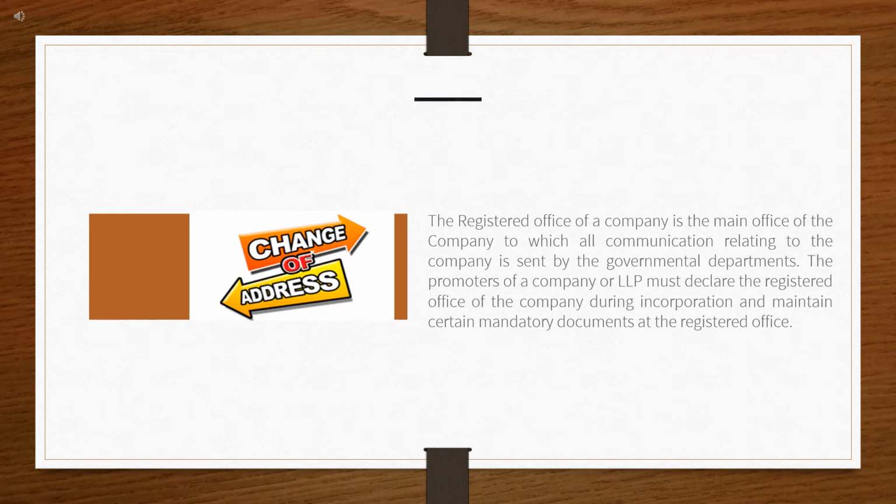What is a change in registered office of a company? The registered office of a company is the main office of the company to which all communication relating to the company is sent by the governmental departments. The promoters of a company or LLP must declare the registered office during incorporation and maintain certain mandatory documents at the registered office.